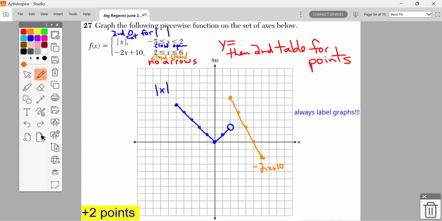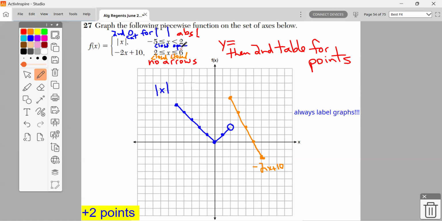In question number 27, we want to graph the piecewise function on the set of axes below. Now, if you forgot where your absolute value symbol is, it's second 0, which is catalog, for your absolute value. It'll show up as ABS and then parentheses. That's how it'll show up on your calculator. So we want to type in the absolute value of x.